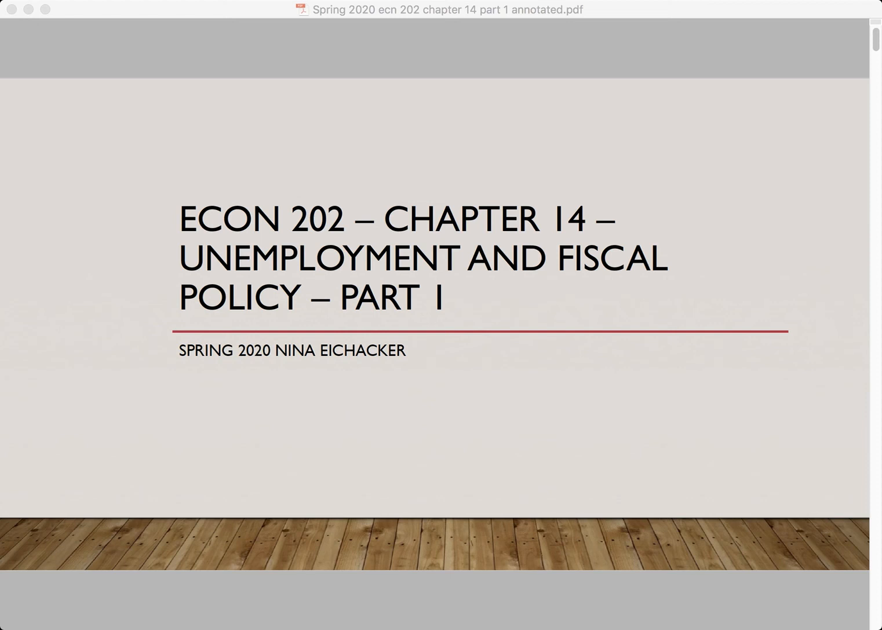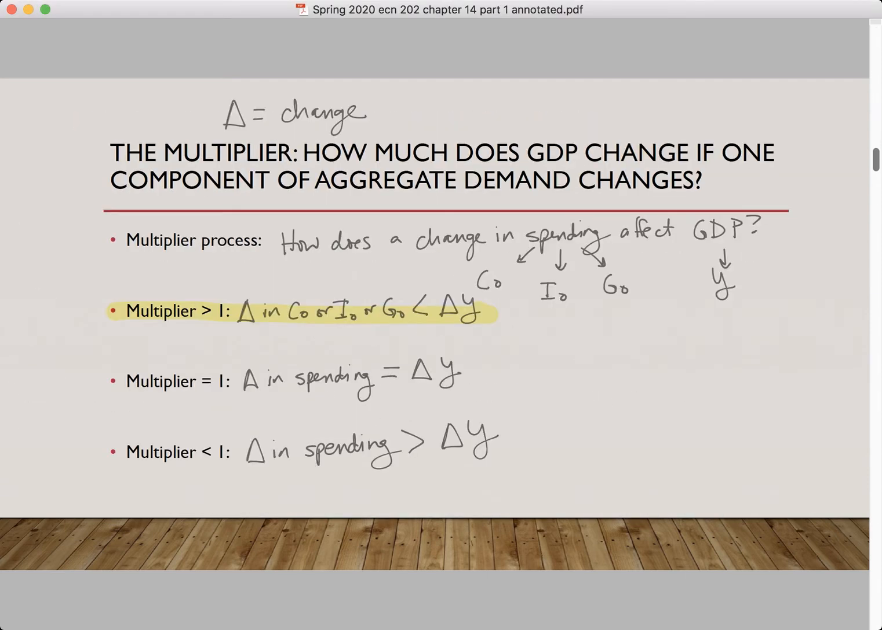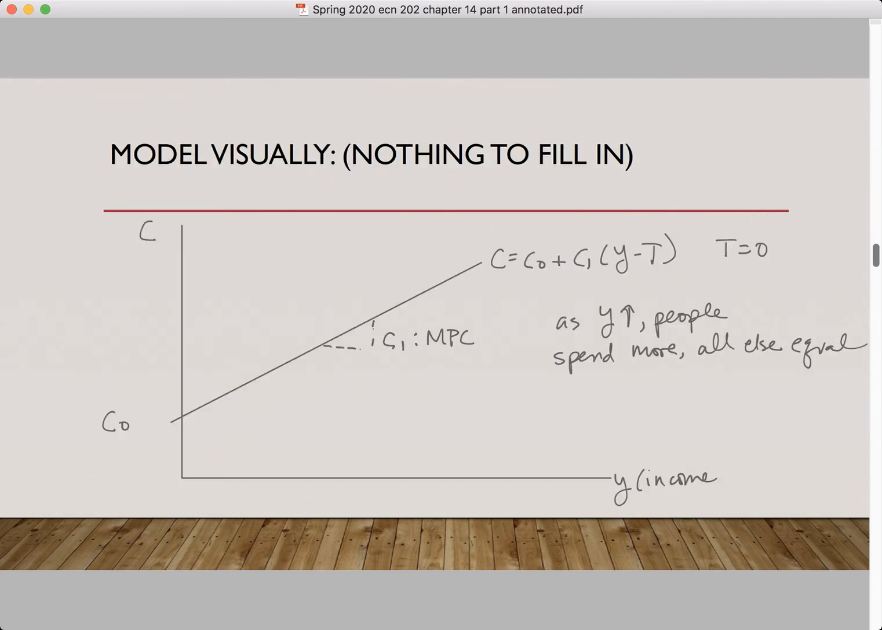Welcome back to the fourth little video lecture related to Chapter 14, Unit 1, or the first part of it, which is looking at the connections between spending and GDP. So I'm going to fast forward up to where we were with the last slide, which is talking about equilibrium in the aggregate demand model.